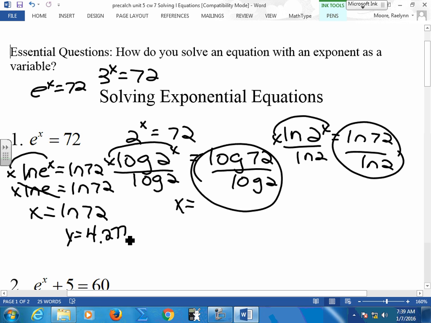Now, a nice way to check this, it is an equation. Take e and raise it to the 4.277. You will get approximately 72. Because we rounded, you will get approximately 72.